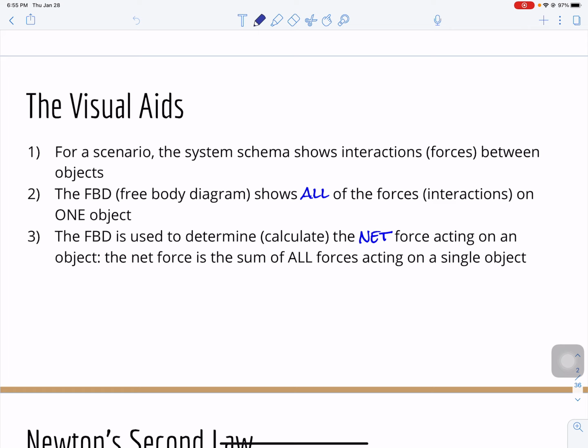The free body diagram is used to calculate the net force acting on an object. We're going to look at one piece of that, the idea that the net force is the sum of all forces acting on a single object.